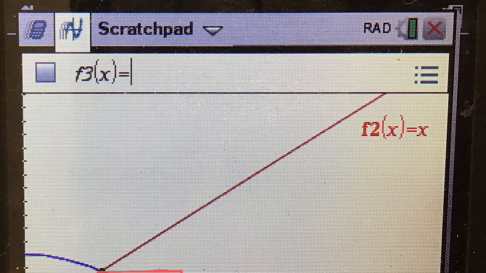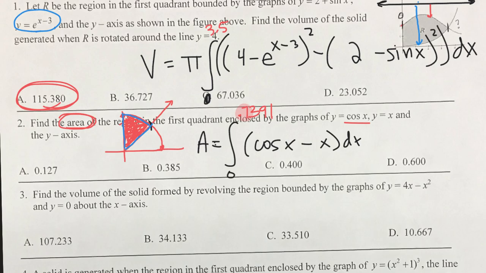So it looks like these graphs intersect at 0.7391. Okay, so that's what we're going to use as the upper bound of our function from 0 to 0.7391. And when we plug this into our calculator, we get 0.400 something as the answer.